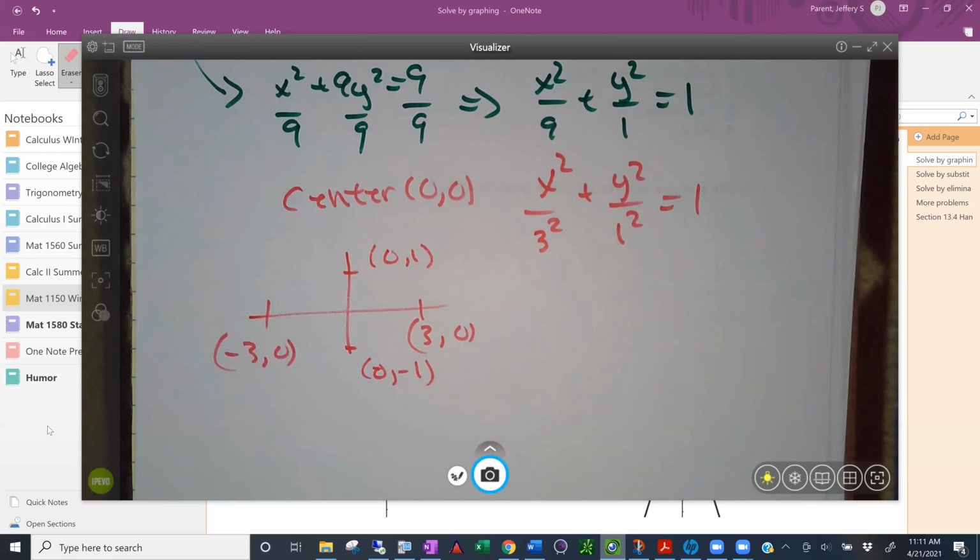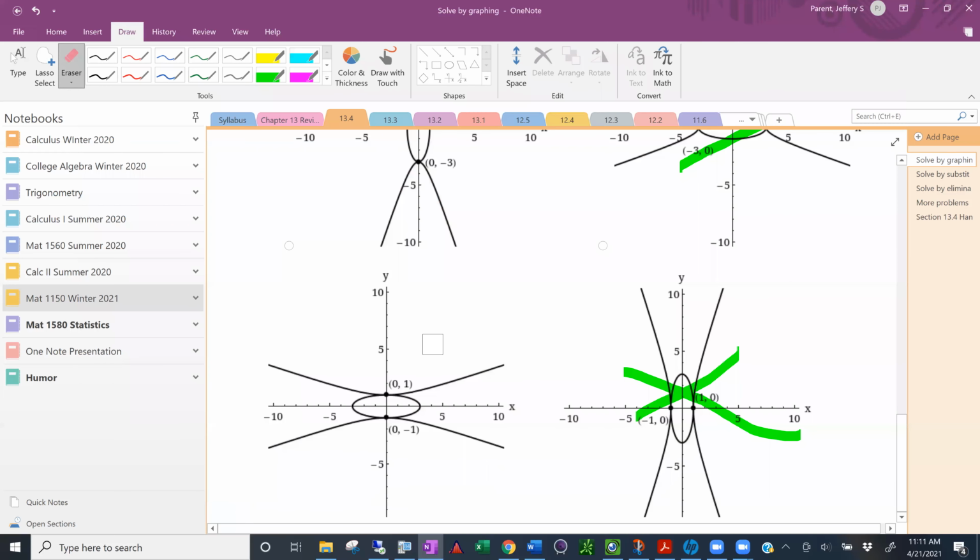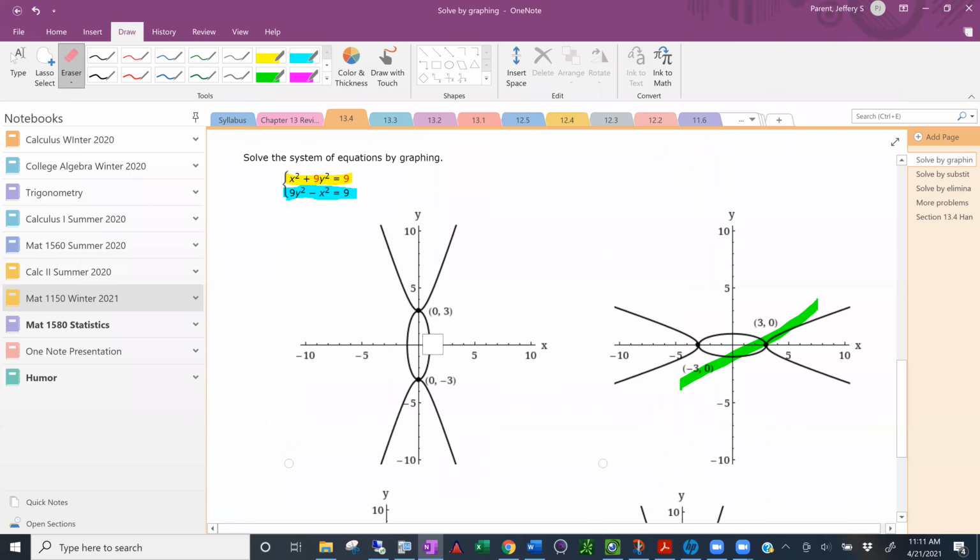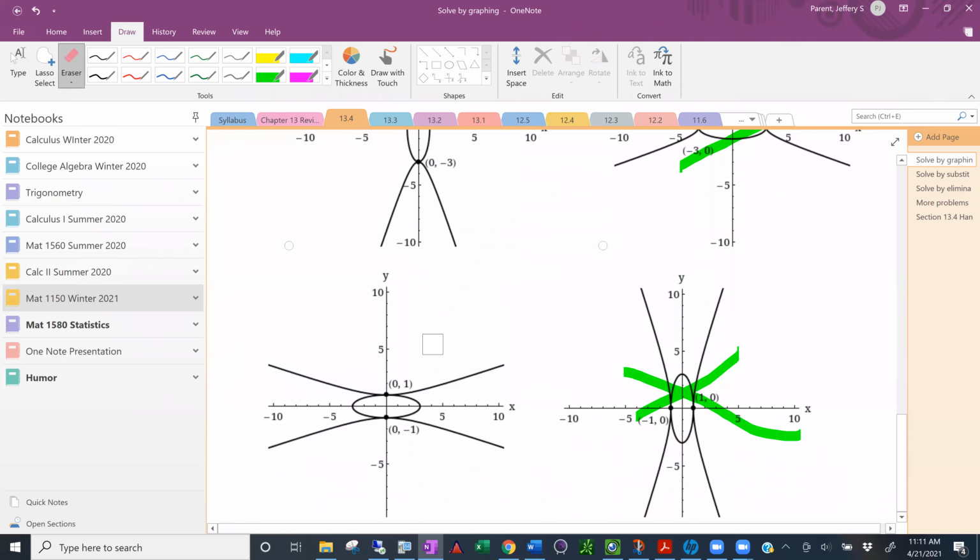Which one of these fits the bill? Top one or the bottom one? The bottom one. Perfect. So the bottom one works. And once you've realized that it's the bottom one, your solution is really those 2 points there where they intersect. So 0, 1 and 0, -1.